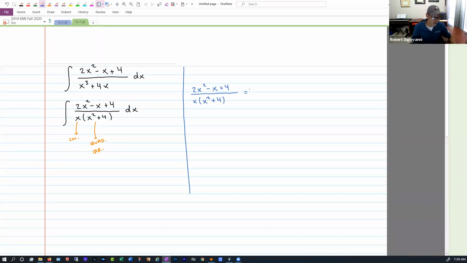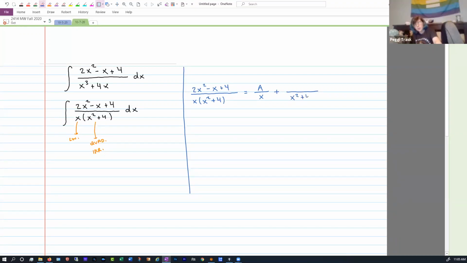So how am I going to handle the linear factor x? What am I going to put over here? A over x. So just a number over the linear factor. Plus, now, how do we handle irreducible quadratics? We're going to put it on the bottom, but what do we put on top? Bx plus C.